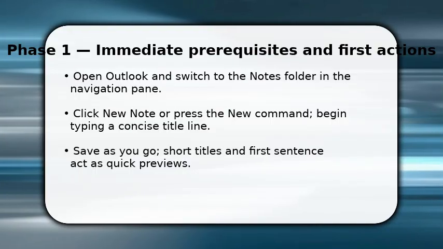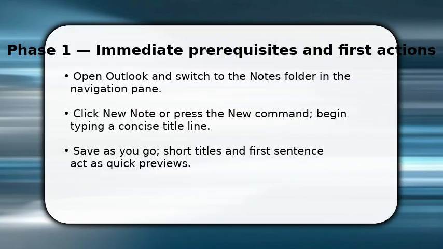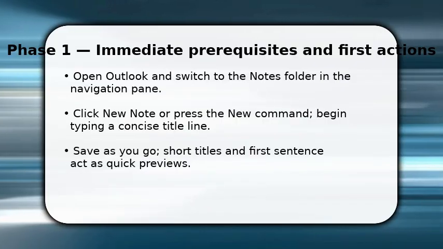You already have what you need: Outlook open and access to the Notes folder. First, switch to Notes in the navigation pane and click New Note to start one immediately. Give it a short, clear title so you can spot it later. Type the essential idea in the first line, then expand below.